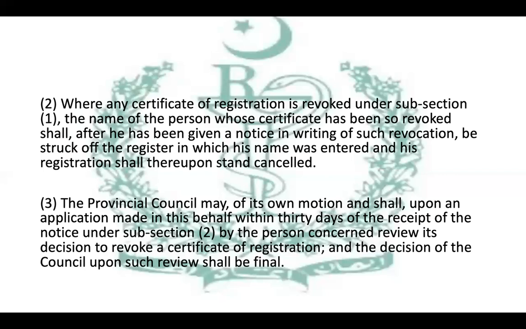So they have an appeal time of 30 days. If they have issued a revocation of the certificate, they have appeal time within 30 days. They can apply for the appeal within 30 days of the notice under subsection 2. So for review of their certificate registration, a person can apply within 30 days.